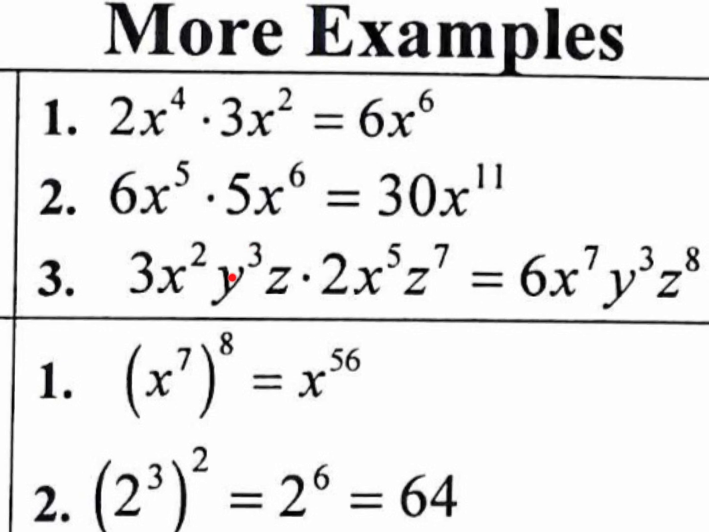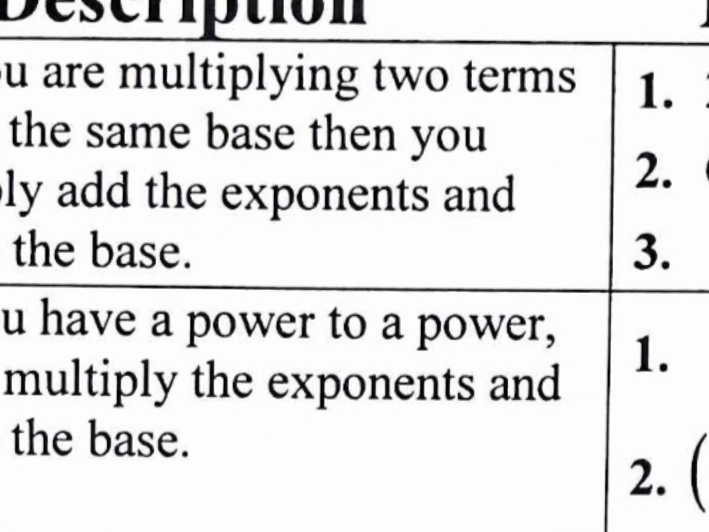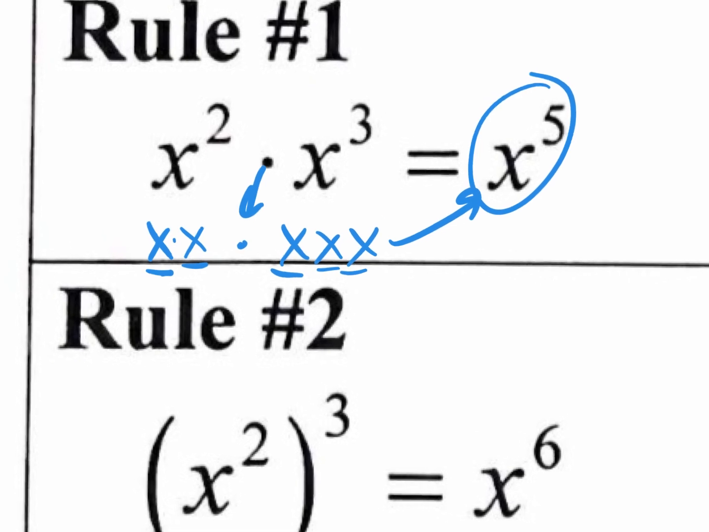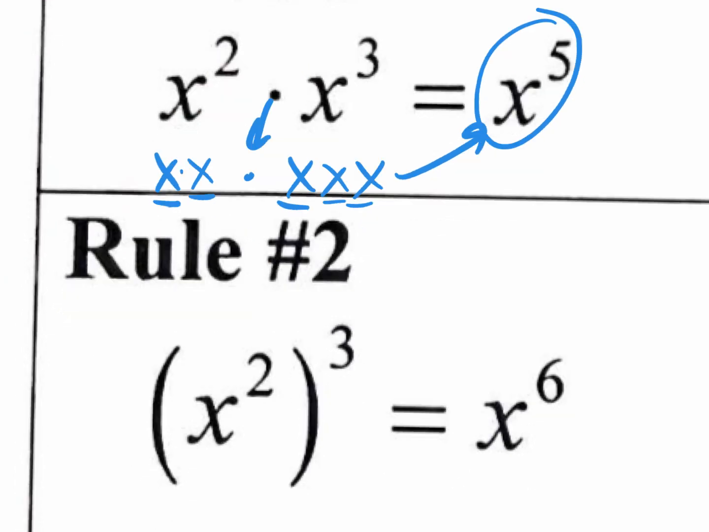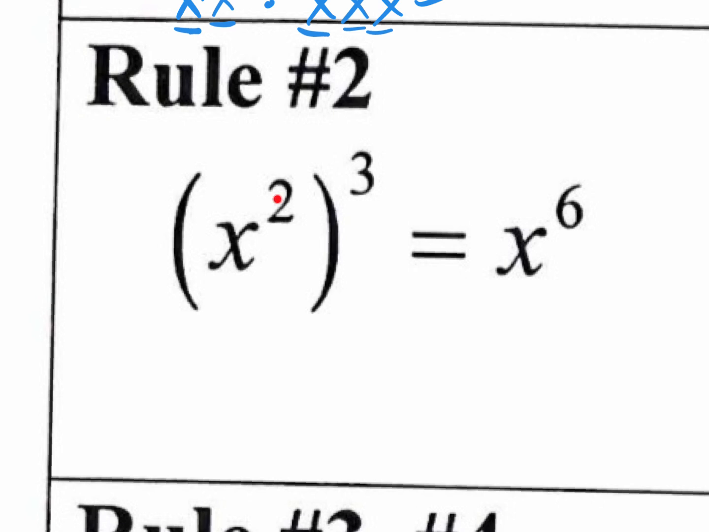And you could take the y to the 3rd, and there is no other y, so it would just be y to the 3rd. And then you could take the z to the 1 and z to the 7th, that would be z to the 8th. Anyways, rule 1 is pretty simple, straightforward. When you're multiplying two terms with the same base, simply add those exponents. Rule 2, when you have a power to a power, you multiply them.